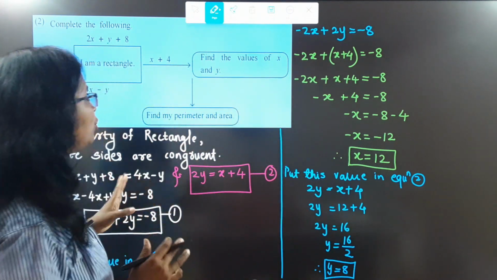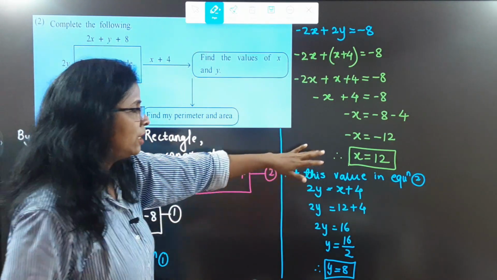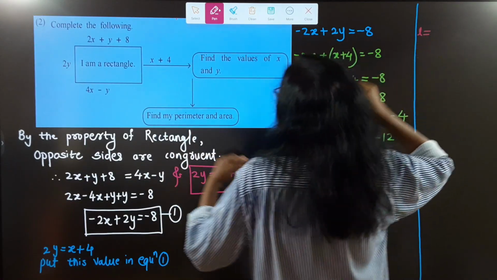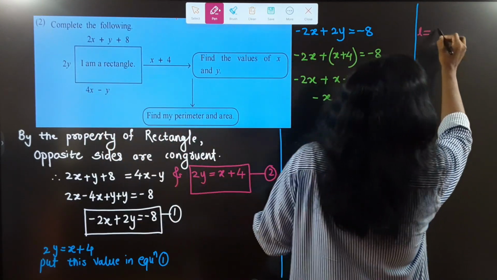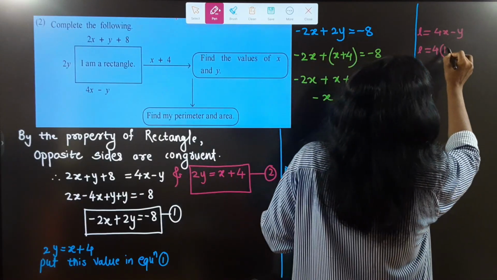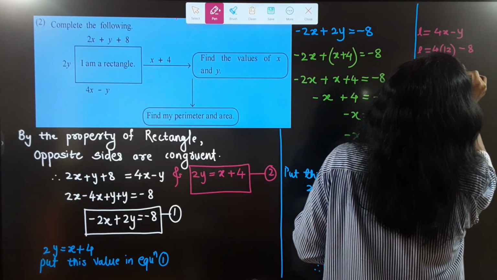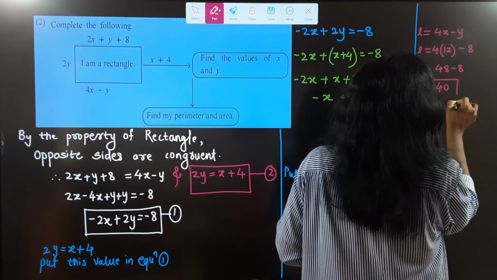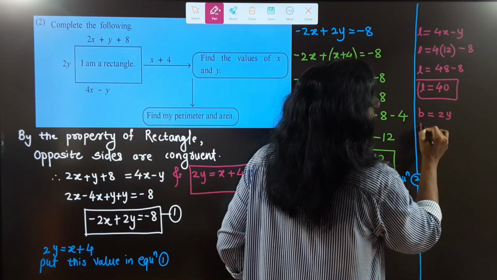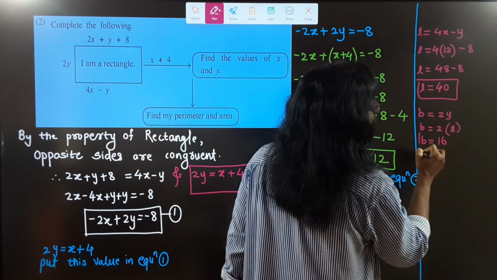Then the last one we have to find out. So the first process is completed, find the values of x and y. Okay, we have the value of x and y here. We have to find out the length and breadth here. So L is equal to 4x minus y. So length is equal to 4 multiply 12 minus 8. Therefore L is equal to 48 minus 8. So length is equal to 40. Now the breadth is equal to 2y. So breadth is equal to 2 multiply 8. So breadth is equal to 16.